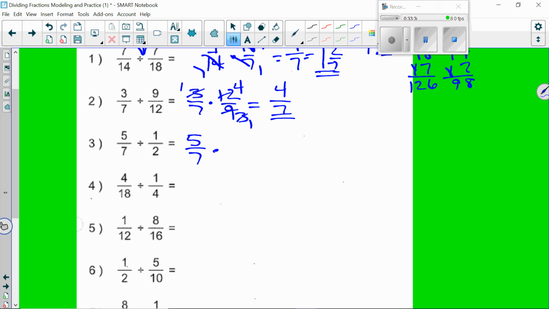Keep, change, flip. No reductions on this one, so now I just multiply. 5 times 2 is 10, 7 times 1 is 7. It's going to go 1 whole time with 3 left over.